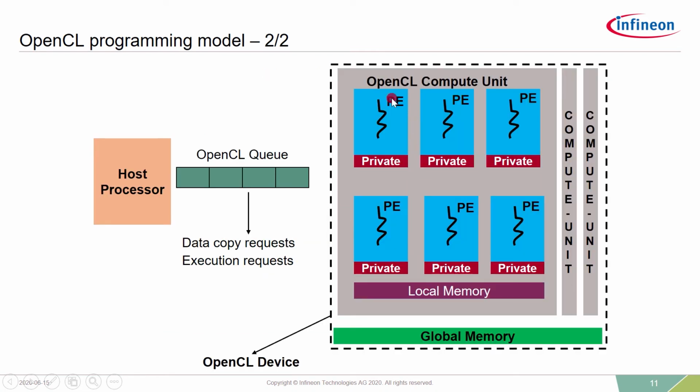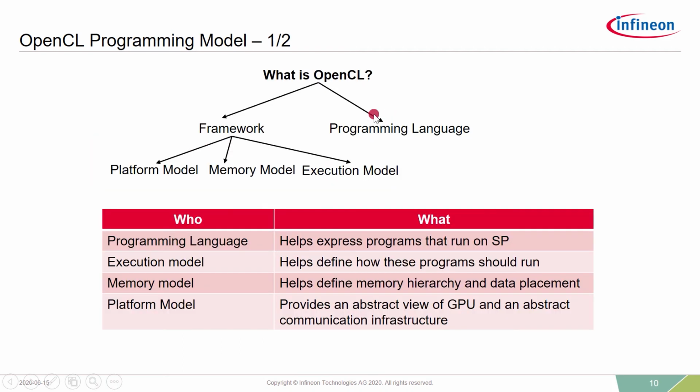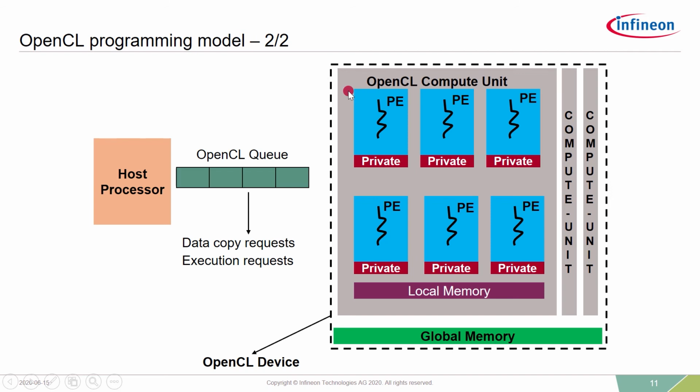Let's start with this wavy depiction. This wavy depiction is essentially a software thread. It is essentially an instance of the SPMD program. The language aspect of OpenCL lets you write these threads. The OpenCL execution model helps define how these programs may be run. To be specific, on how many compute units should these programs be run and how many processing elements of each compute unit may be utilized or exercised.